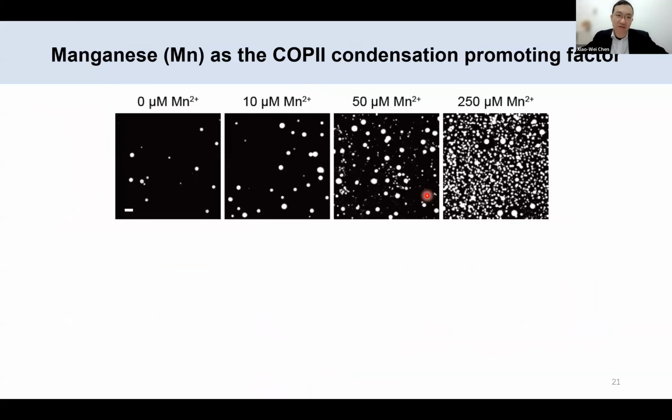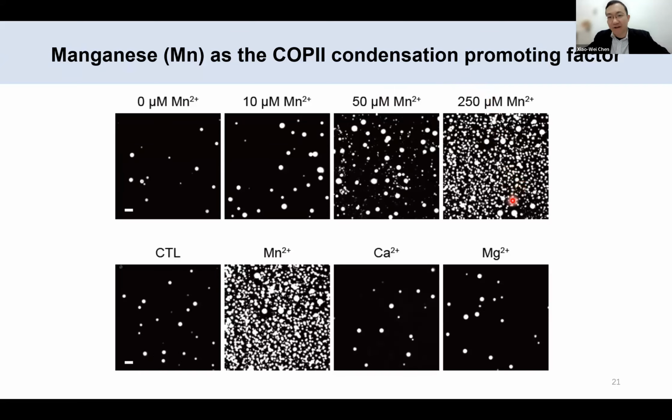We thought so because, again, in this pure in vitro setting with purified recombinant COPII inner coats, when they were supplied with increasing doses of manganese ions, it very potently promoted the in vitro condensation of the purified COPII coats. And this promoting factor is also very specific, because none of the other divalent ions we tested, including calcium, magnesium, iron, copper, zinc, had the same promoting effect as manganese.